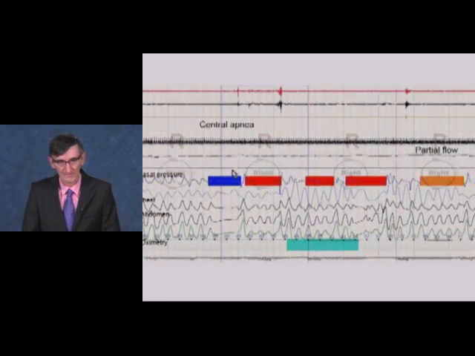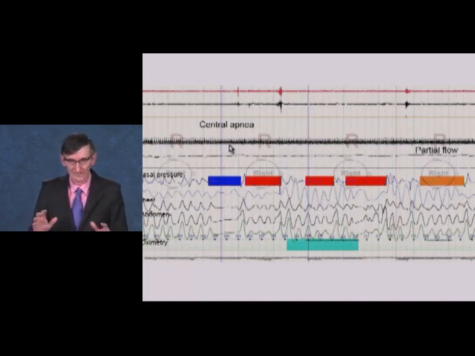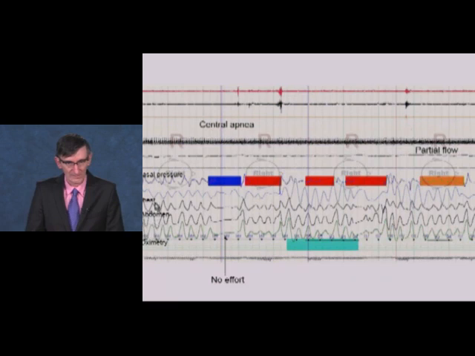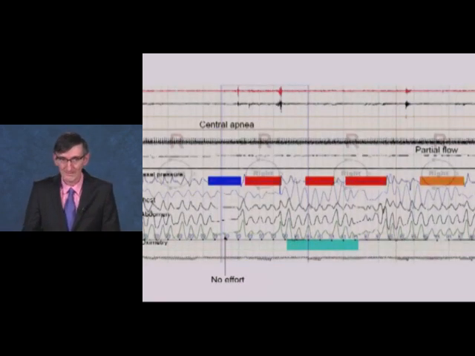So let's look at this one. Central apnea. What is central apnea? There's no effort. See? There's no effort. So this is chest, abdomen, and sum. The chest doesn't move, the abdomen doesn't move. Hence, you've got no effort, so this is regarded as central apnea.